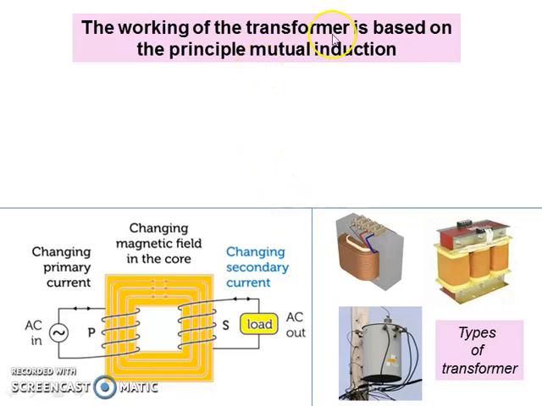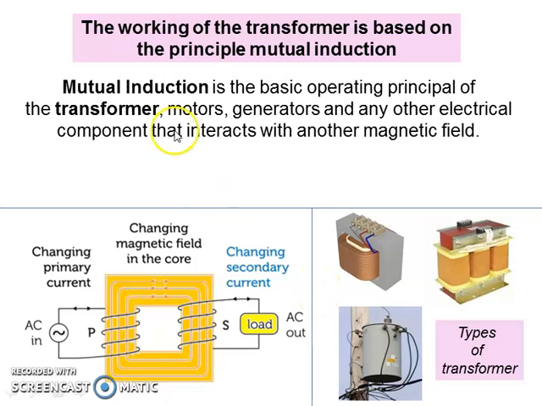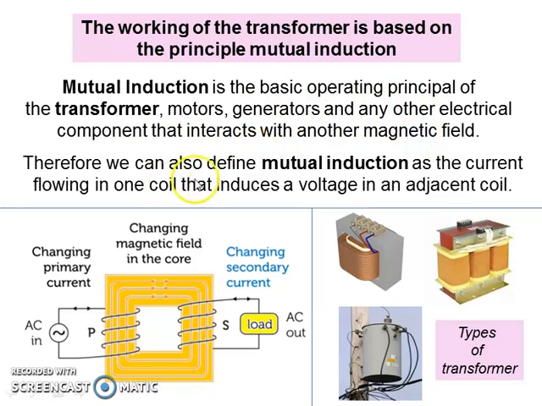The working of the transformer is based on the principle of mutual induction. In the previous example, the two solenoids are arranged next to each other. In this example of a transformer, the solenoids are arranged on top of one another. The coils or solenoids are wound on top of one another like this. And mutual induction is the basic operating principle, not just in transformers but also in motors, generators, and any other electrical component that interacts with a magnetic field. Therefore we can also define mutual induction as the current flowing in one coil that induces a voltage in an adjacent coil. The end.